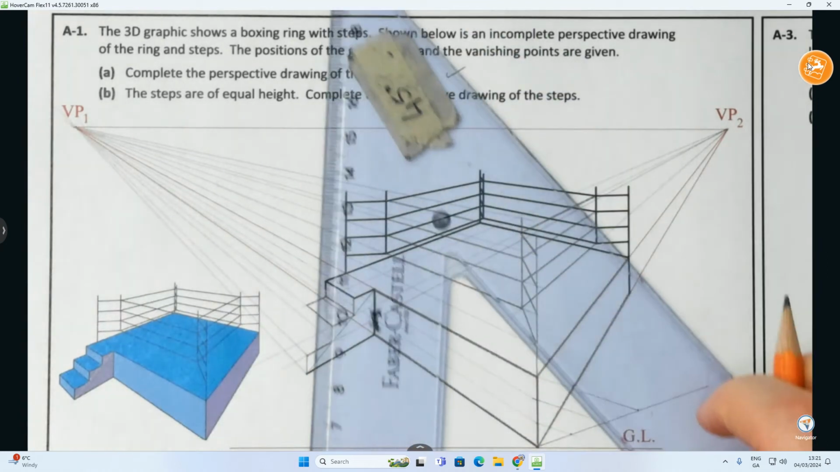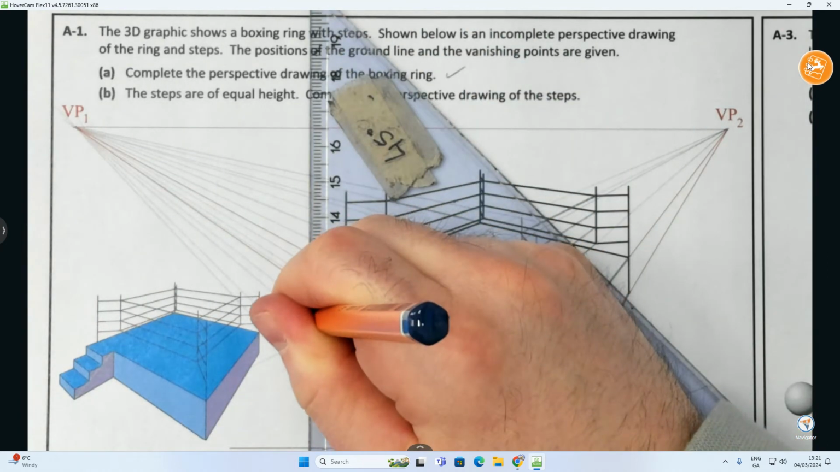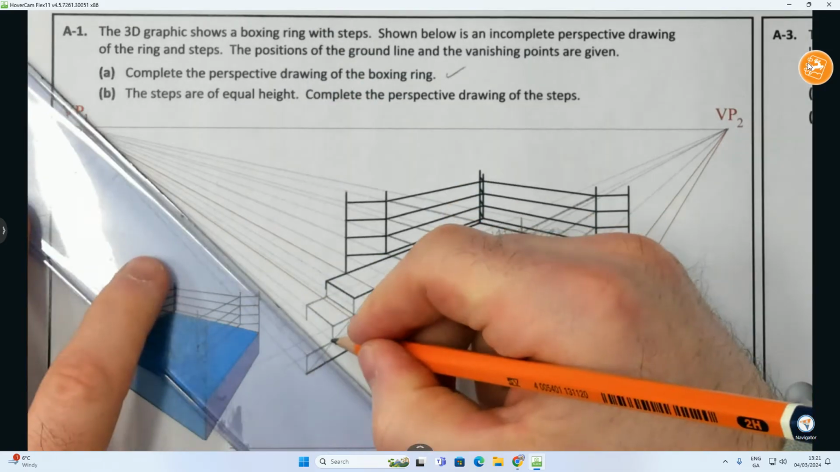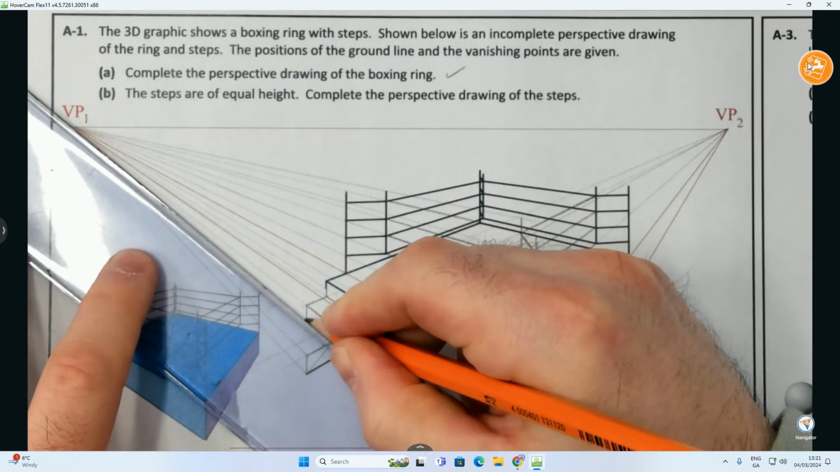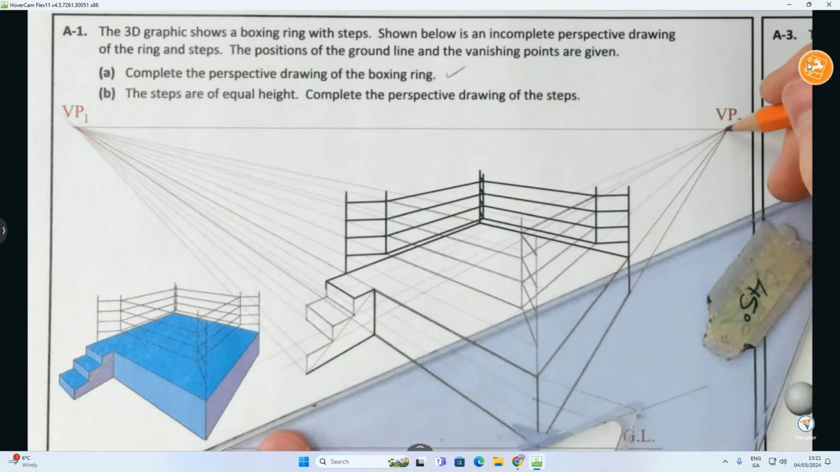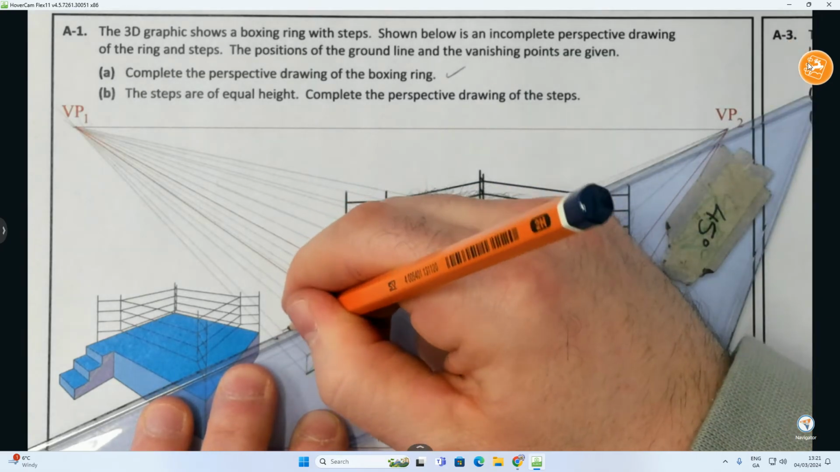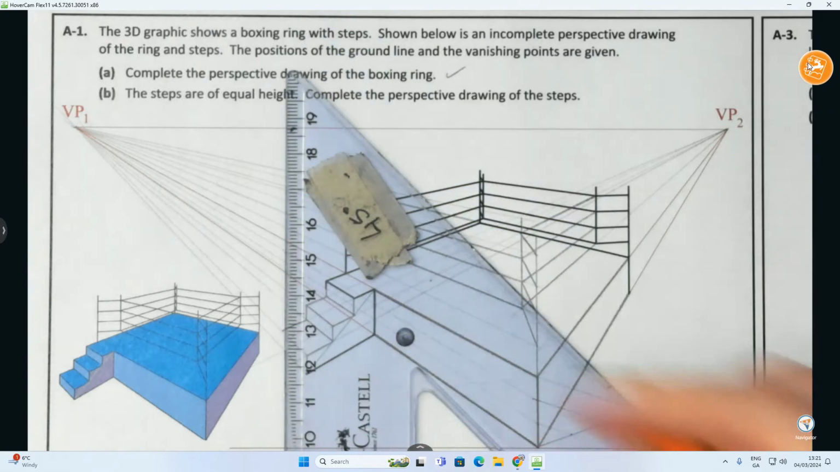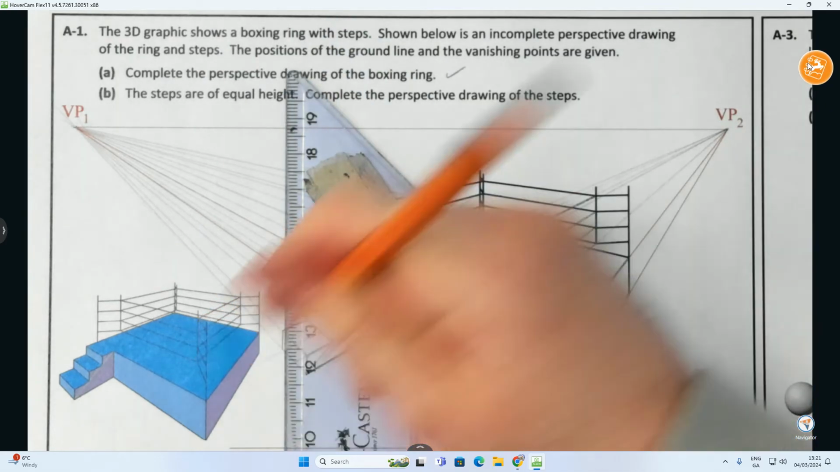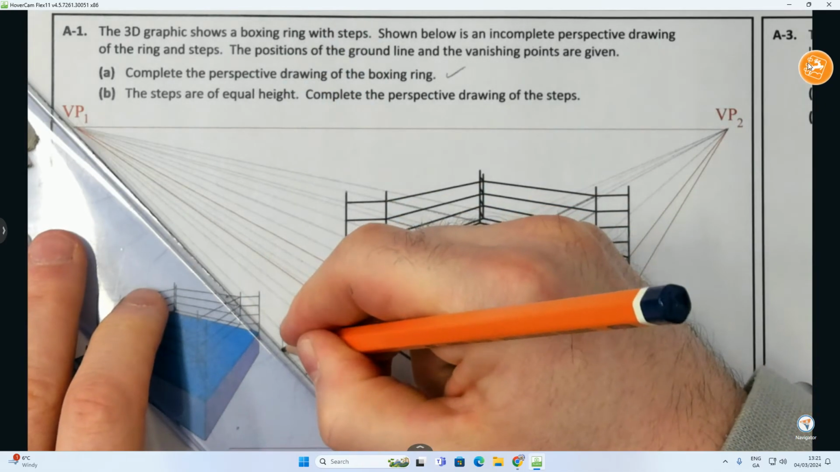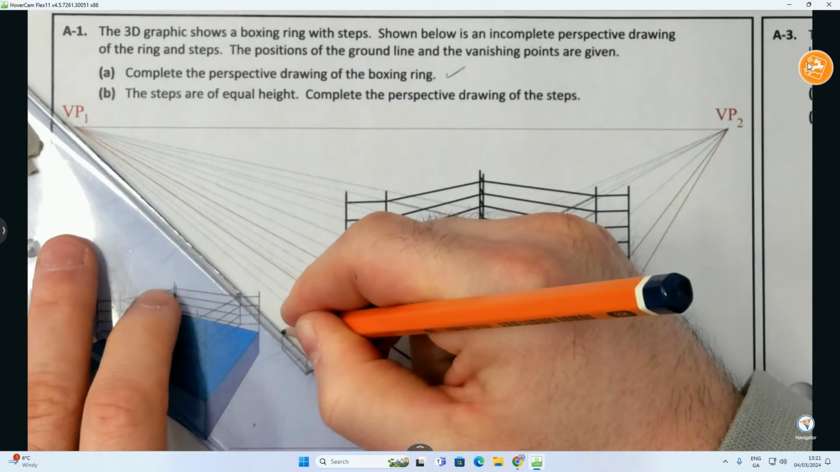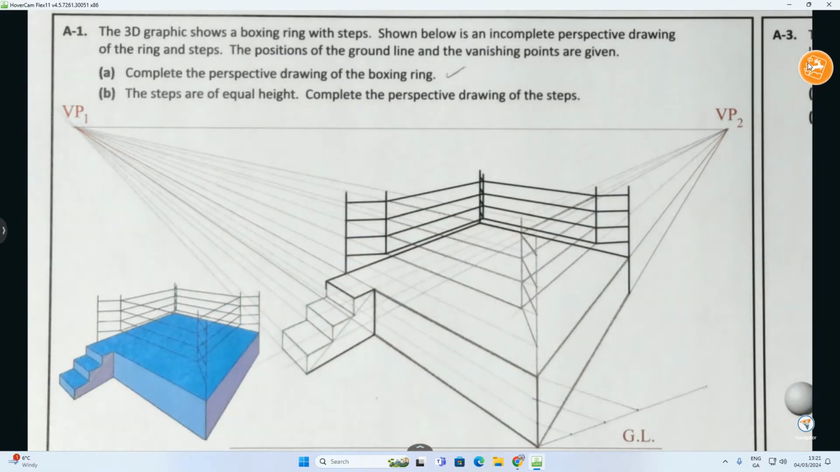And from there, it goes vertically down. There we have it. And then, once again, VP2 all the way out to there. Vertical line. And heavy these in. Okay, there we have it. That there is part B done.